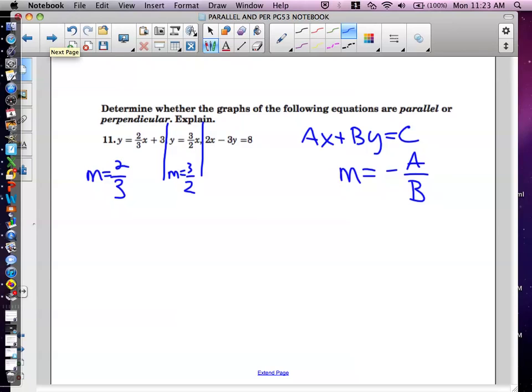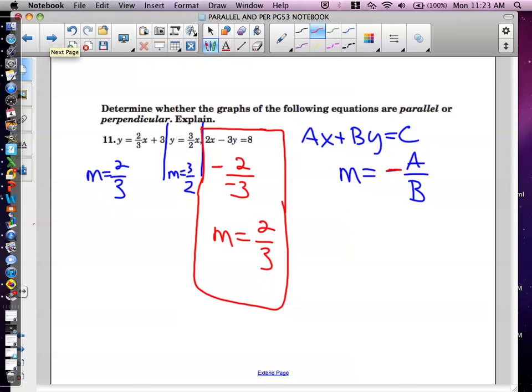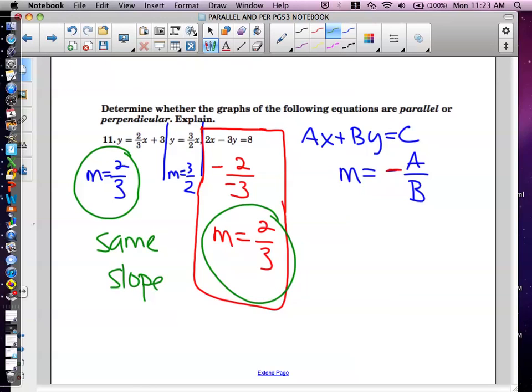This equation is given in standard form. The slope for the line given in standard form: a is 2, b is negative 3. There's a negative sign built into the formula already, so my slope here becomes positive 2/3. Then when I analyze the slopes of all three lines, I see that the first equation and the third equation have the same slope, so therefore they're parallel to each other, parallel lines.